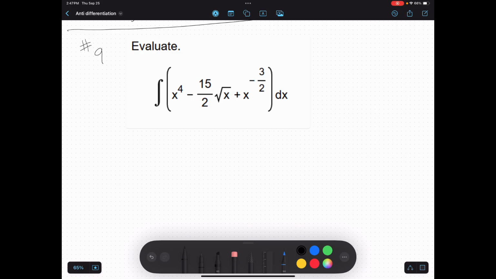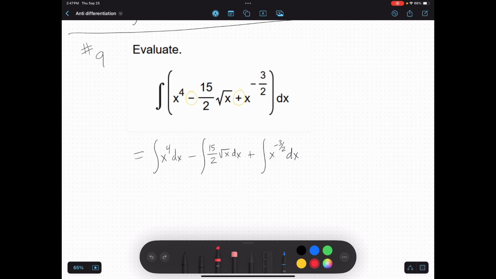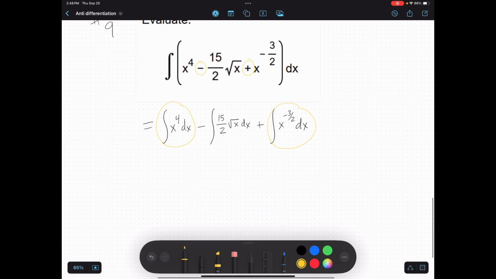But if we think about some of our antiderivative rules, we can notice that I've got some terms that are separated by addition and subtraction, meaning that I can just focus on the antiderivative of each of these individual functions separately. And as soon as we split it up, we can see how some of these are pretty straightforward. This is just using the power rule on the x to the 4th function, and same with this, the power rule for x to the negative 3/2. Remember, the power rule for derivatives works for negative exponents and it works for fraction exponents. So the same is true for the antiderivative rule.